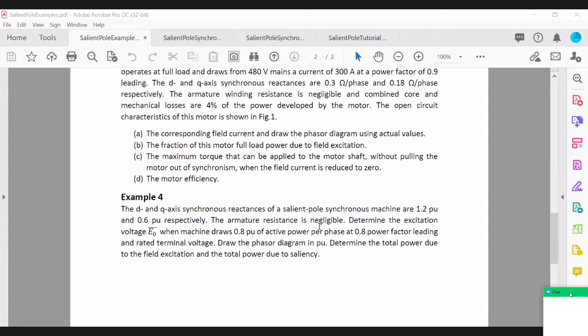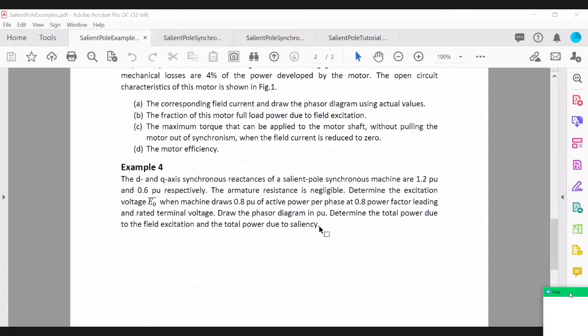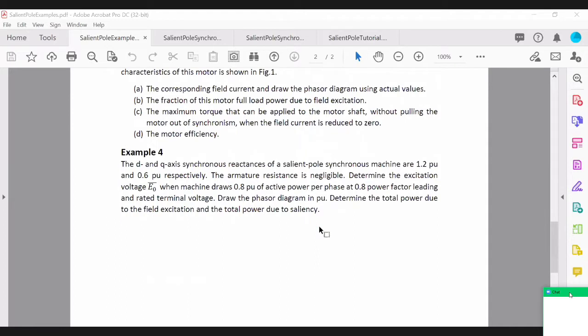Okay, so today we'll look at another example where a motor is operating in a leading power factor. I'll show you how the phasor diagram is drawn and how you can analyze the salient pole machine when it's operating in motor mode at leading power factor.